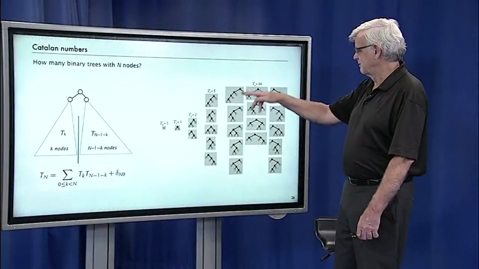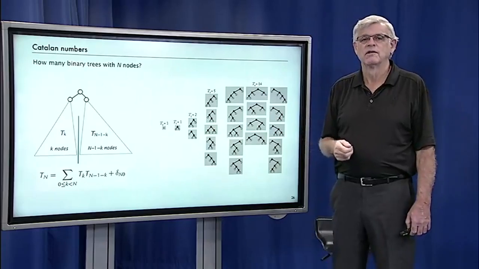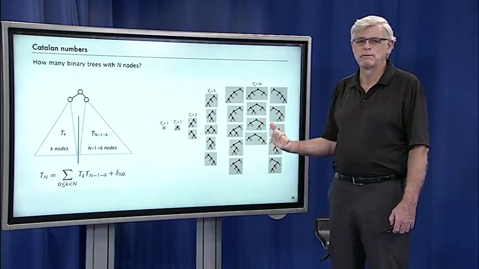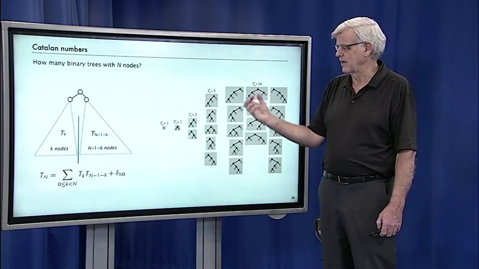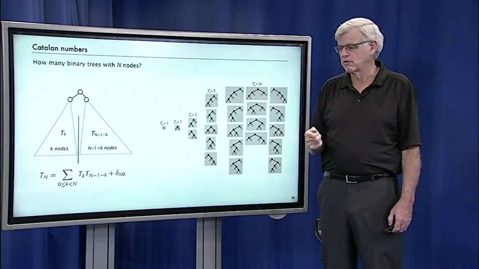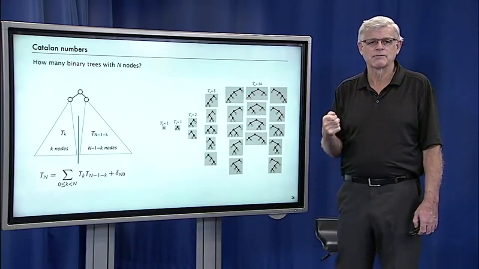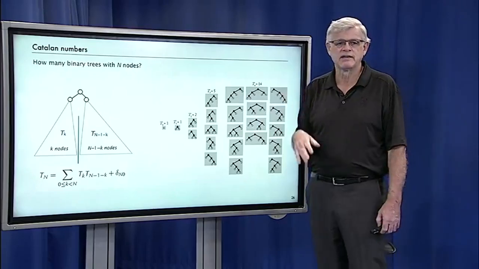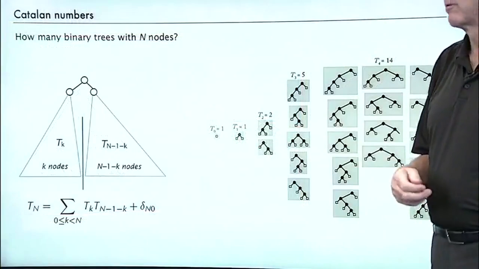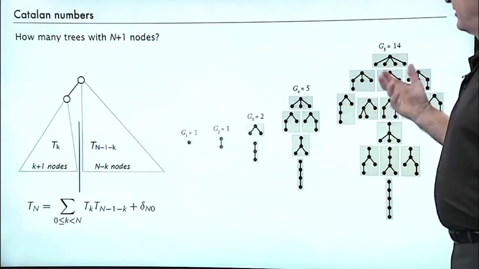So again, same number sequence, again, satisfies the same recurrence. If you've got k nodes on the left, you're going to have n minus 1 minus k nodes on the right, and you can try all possibilities on either side, so it's got to satisfy the recurrence where t_n is equal to the sum for all k up to n minus 1 of t_k t_(n minus 1 minus k), plus a delta term to make it true for 0. Catalan numbers.